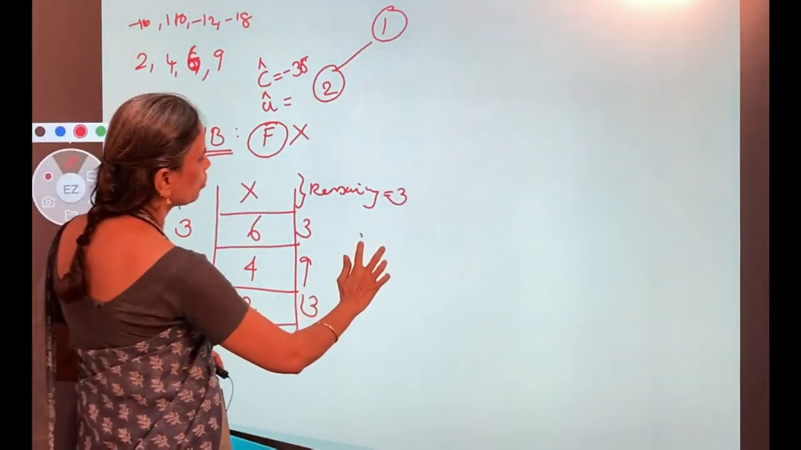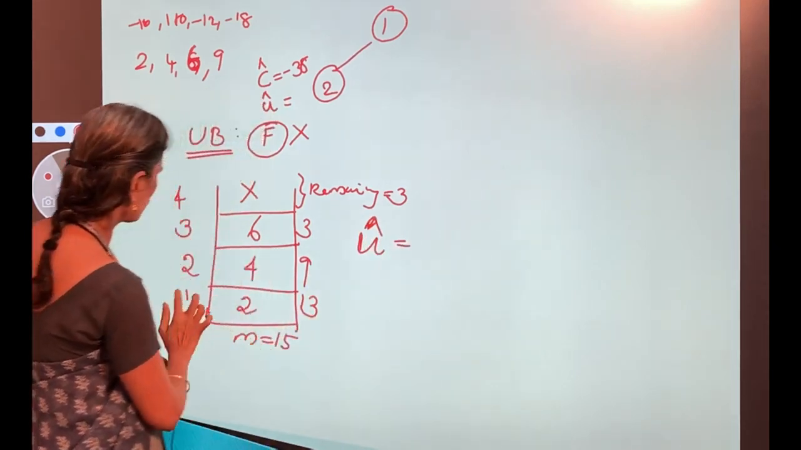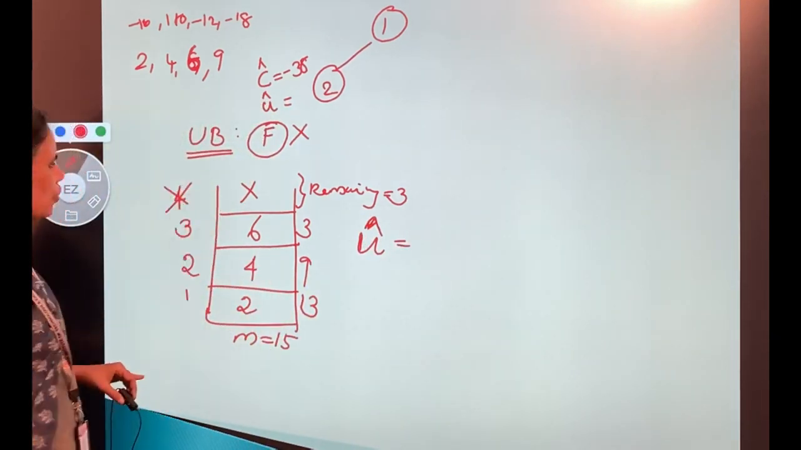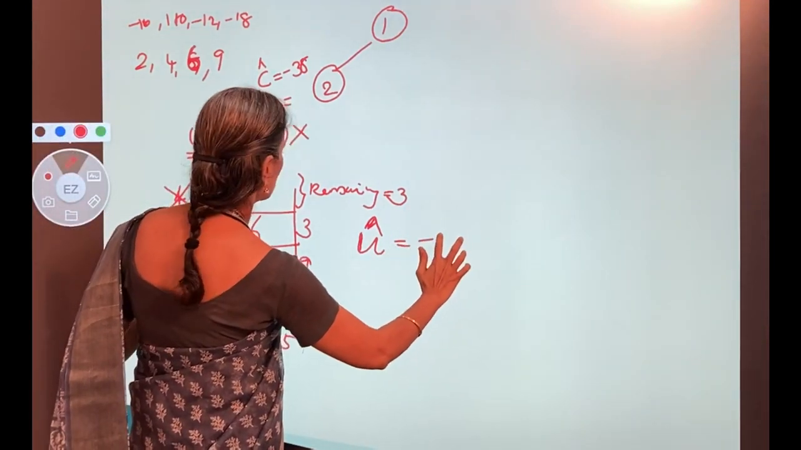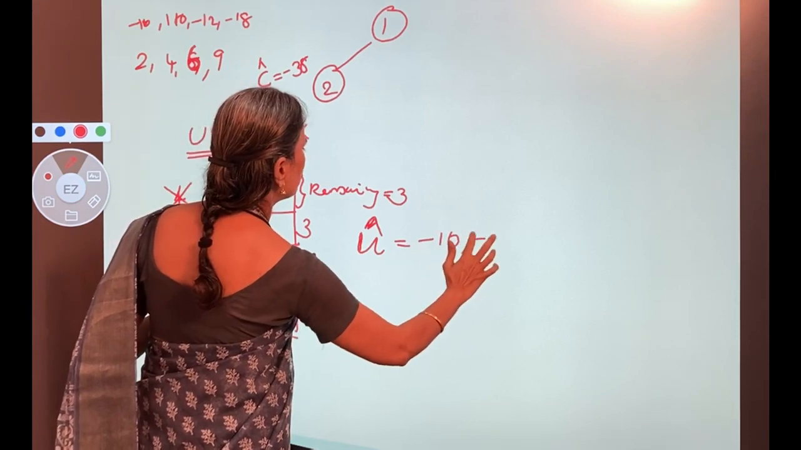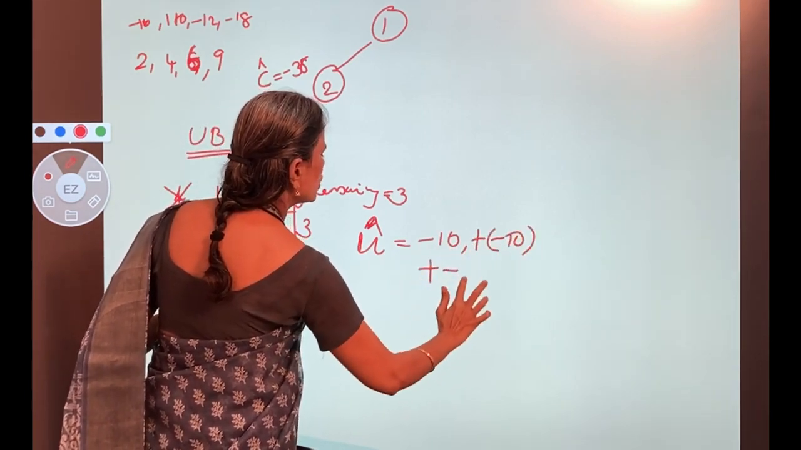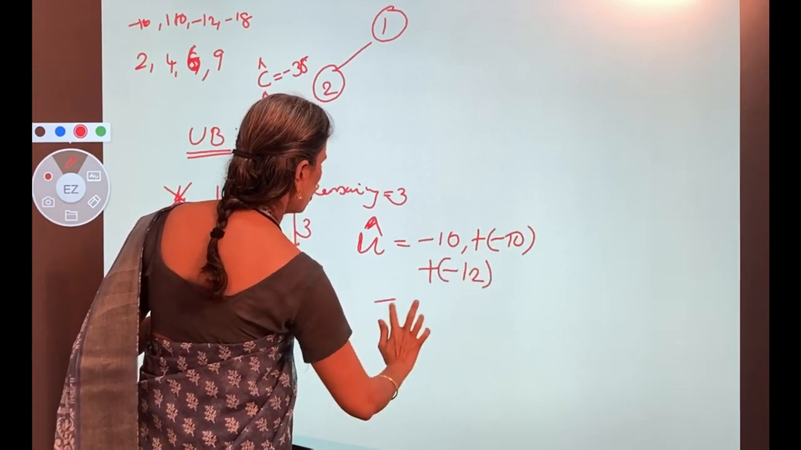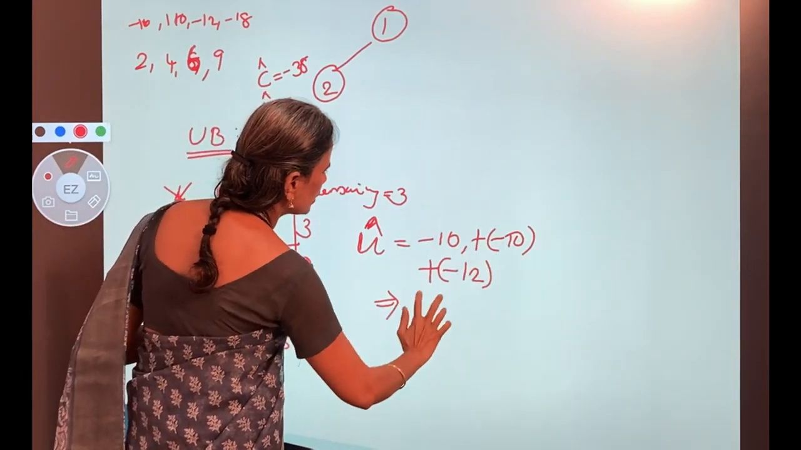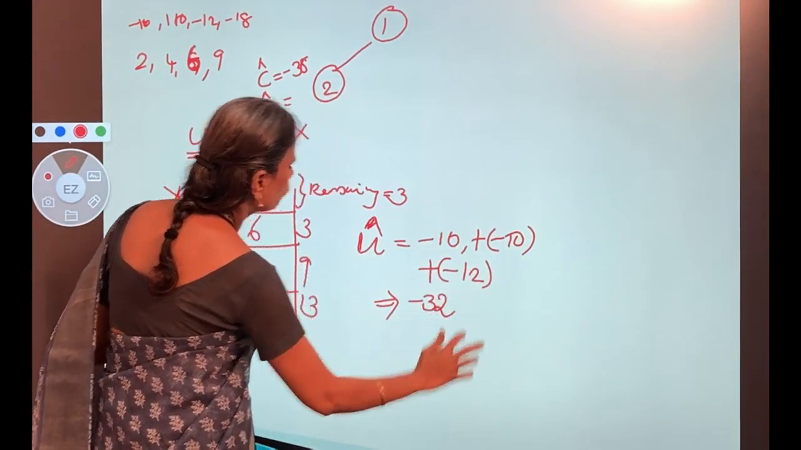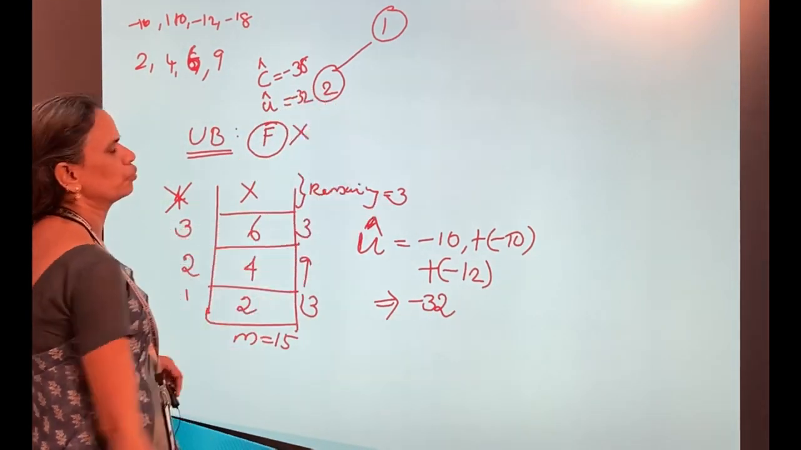So what will be the total profit, or upper bound? We are ignoring object 4, so we find only the profit for objects 1, 2 and 3: minus 10 plus minus 10 plus minus 12. The final answer will be minus 32. The upper bound for node 2 will be minus 32.